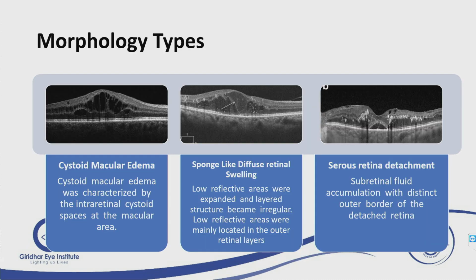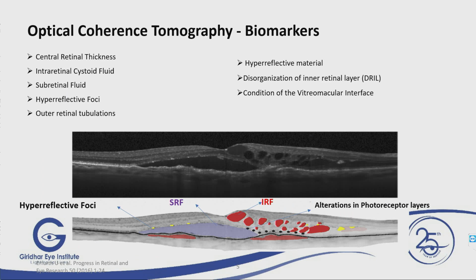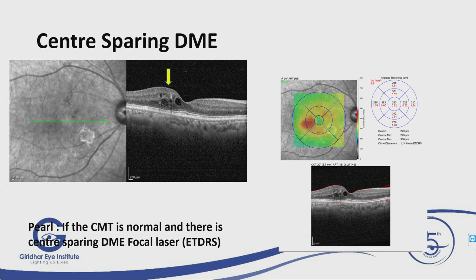So in DME, there are different types of findings: cystoid edema, spongiform edema, and serous detachment. Each one has a little importance. I will come to that. And I will show some of the cases of biomarkers.